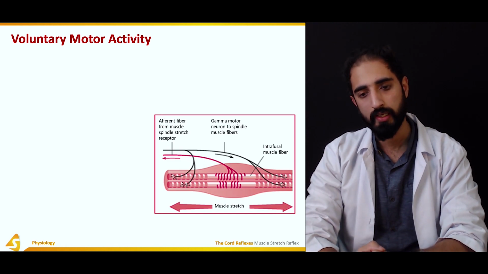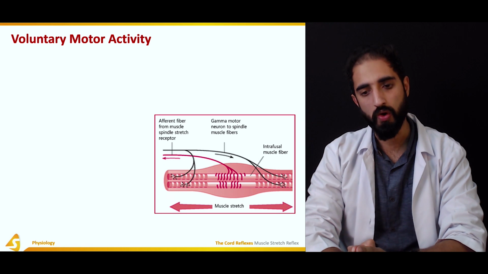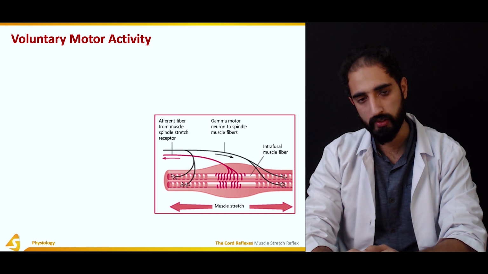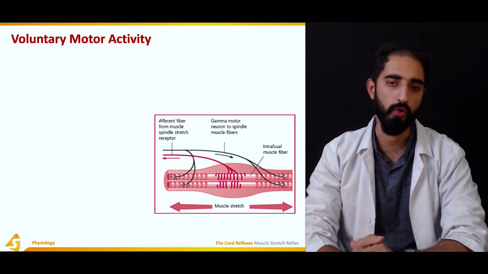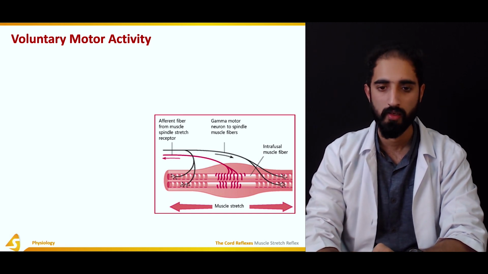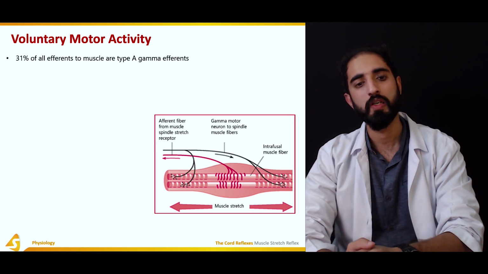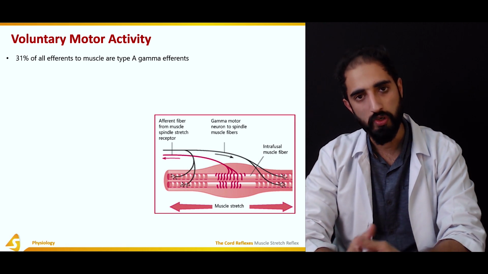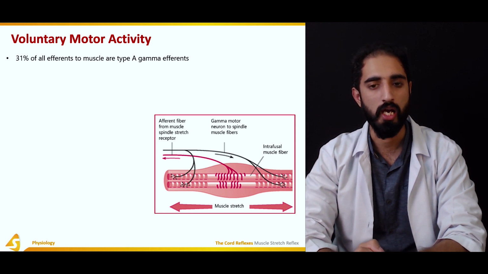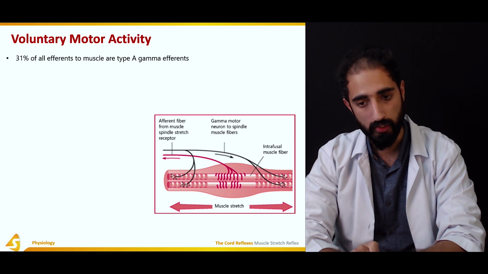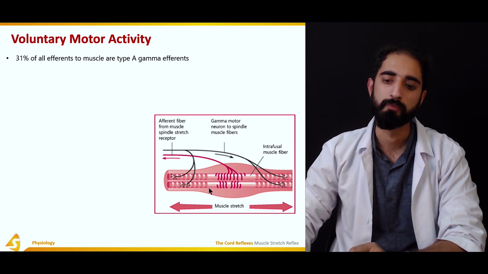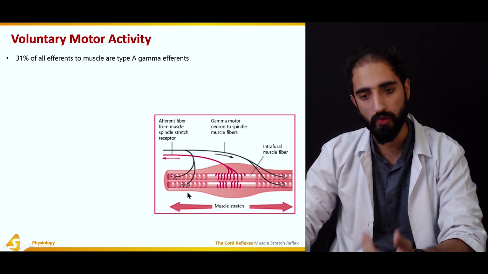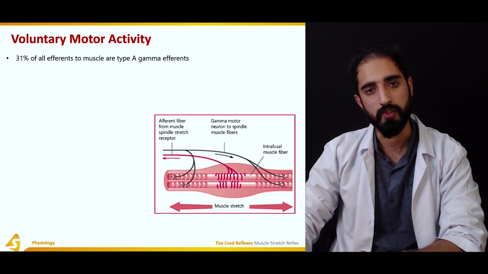Now moving on, the influence of this muscle stretch reflex or muscle spindle response is also very important in terms of voluntary motor activity, because 31% of all efferent nerve fibers to muscle are actually type A gamma efferents, which supply the contractile part of the intrafusal muscle fibers, or the muscle spindle.